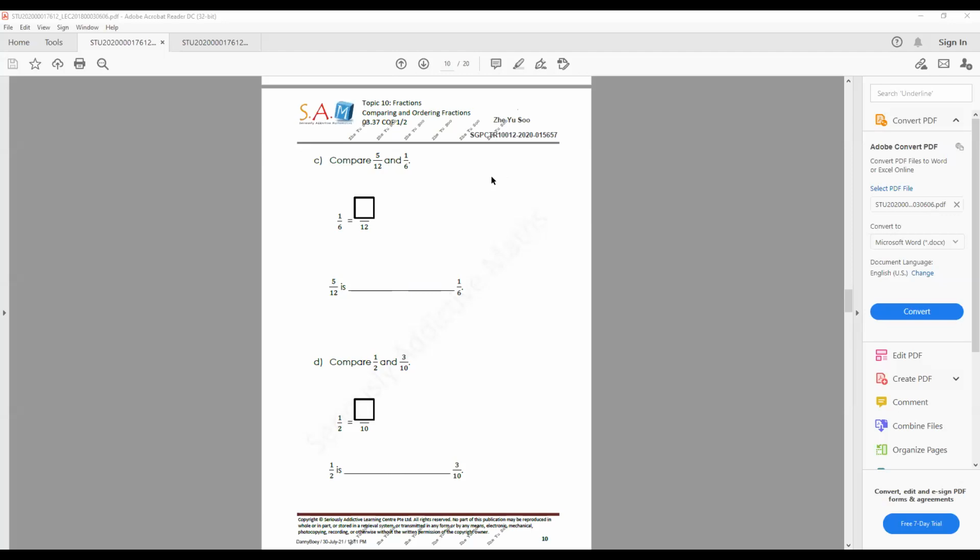Okay, turn to page 10. Let's compare 5 out of 12 and 1 out of 6. So what we do now is to convert 1 out of 6 to a denominator of 12. How do we do that? Times 2. So 1 times 2 is 2. So 2 out of 12 and 5 out of 12. 5 out of 12 is greater.